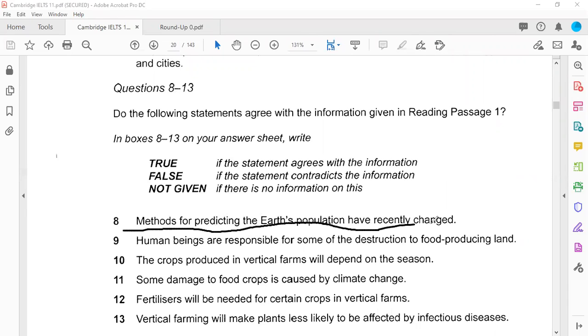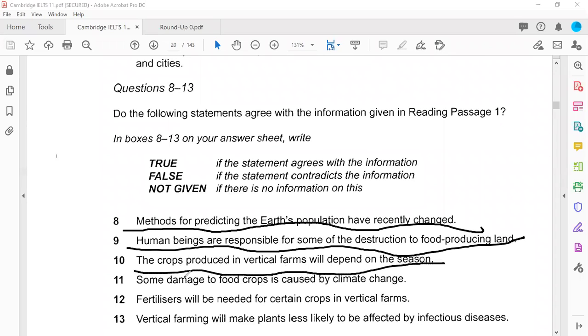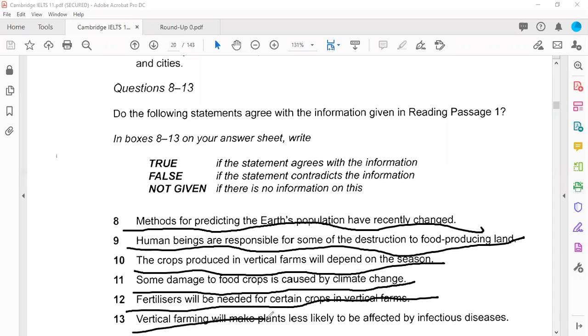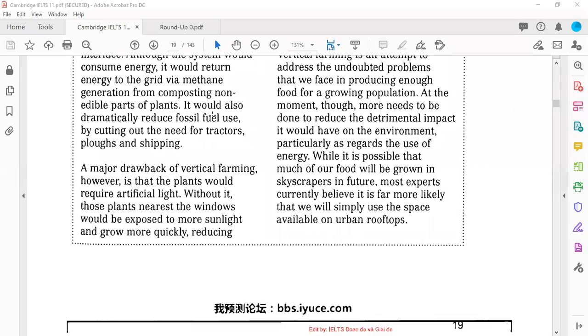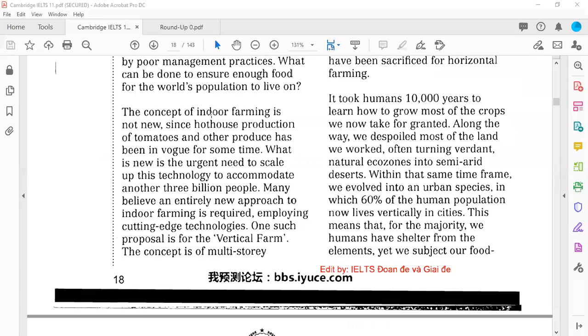Methods for predicting the Earth's population have recently changed. Human beings are responsible for destruction. Crops produced will depend on season. Some damage to food is caused by climate. Fertilizers will be needed in vertical farms. Vertical farming will make plants less likely to be infected by infectious diseases. Let's go have a look. Methods for predicting the Earth's population.